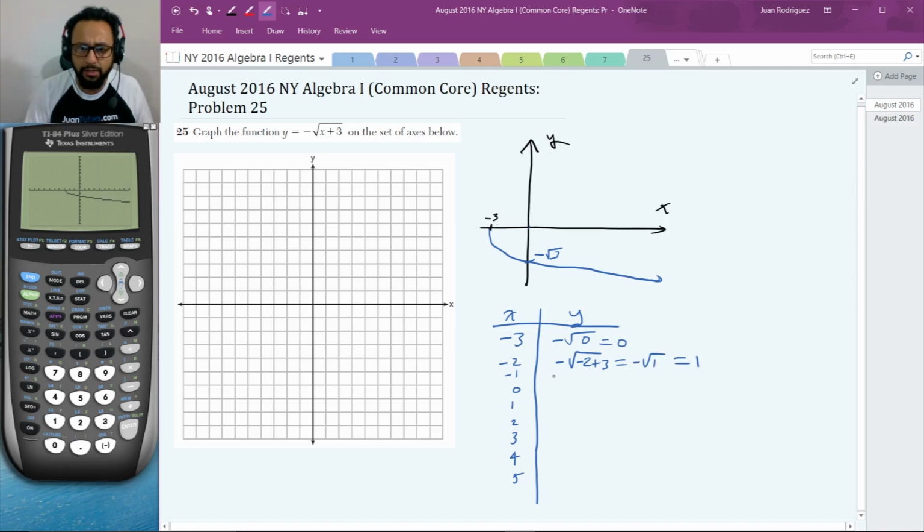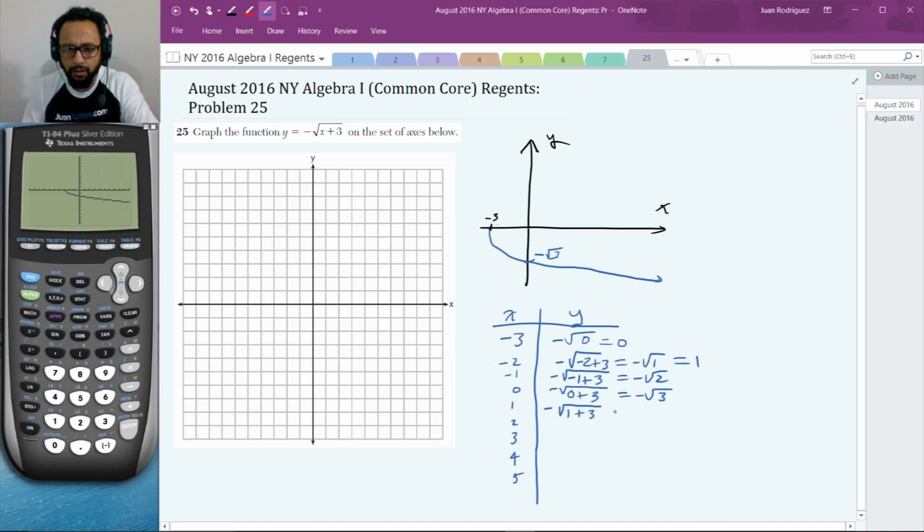I'm going to catch a pattern here. Plug in -1: negative radical -1 plus 3 equals negative radical 2. Plug in 0, I get negative radical 0 plus 3 equals negative radical 3. So hopefully at this point you've caught a pattern. Radical 0, radical 1, radical 2, radical 3, and then just to drive the point home, this should be negative radical 4. Plugging in 1, 1 plus 3 is 4, negative radical 4.